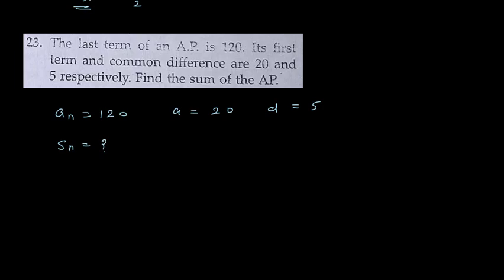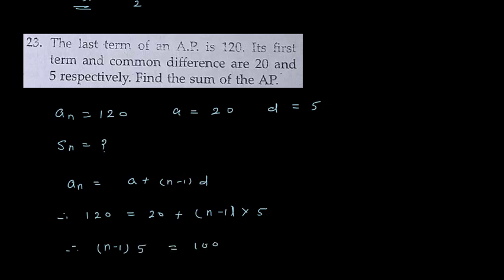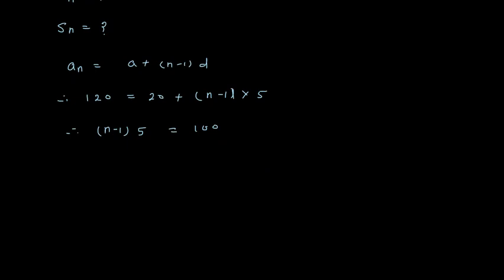So first from a_n I will get the value of n. The formula for a_n is a plus n minus 1 d. Therefore 120 is equal to 20 plus n minus 1 into d. The value of d is 5. So therefore n minus 1 into 5 is equal to 100. Therefore the value of n minus 1 is equal to 100 divided by 5, it is 20. Therefore the value of n is equal to 21. So n we get 21.